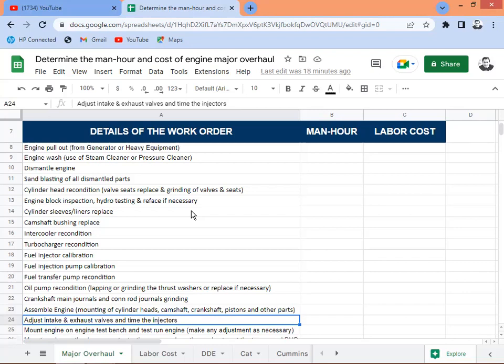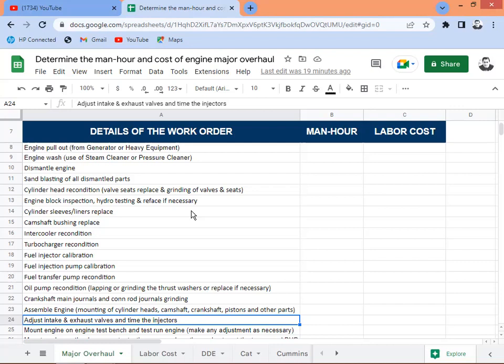For the Caterpillar, they have a fuel injection pump, and it will have to be sent for calibration. But the DDE, the Detroit diesel engines, don't have the fuel injection pump calibration. They only have the fuel pump, and then it goes directly to the fuel injector.